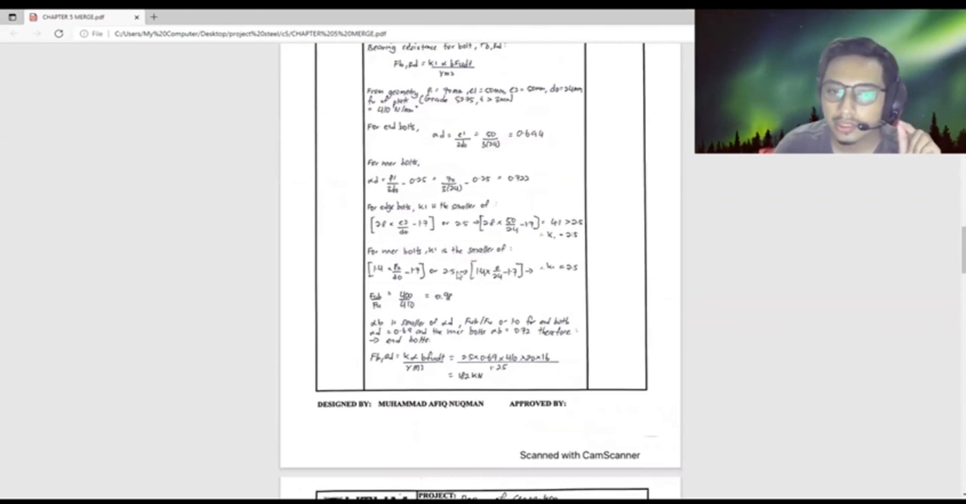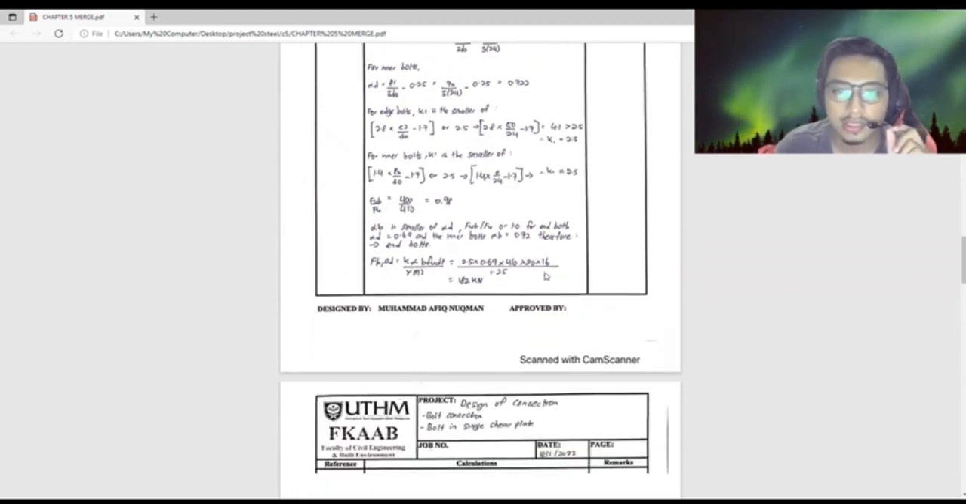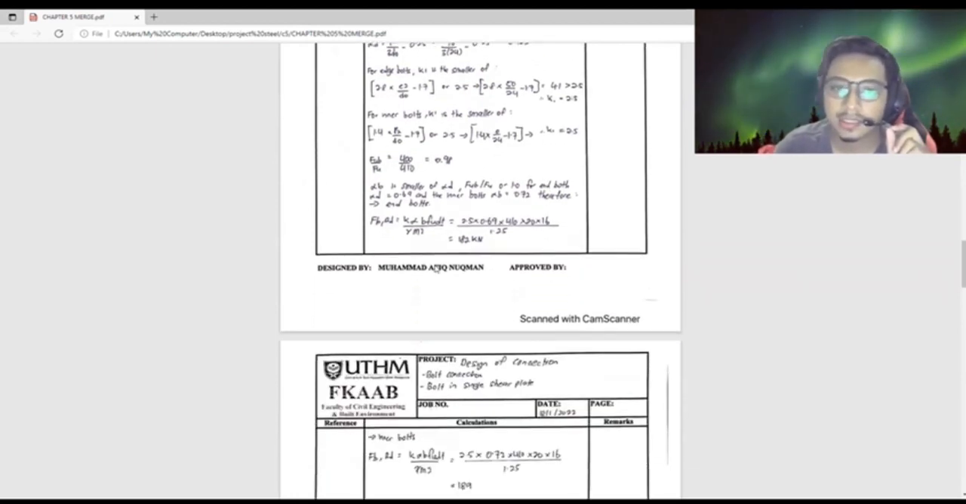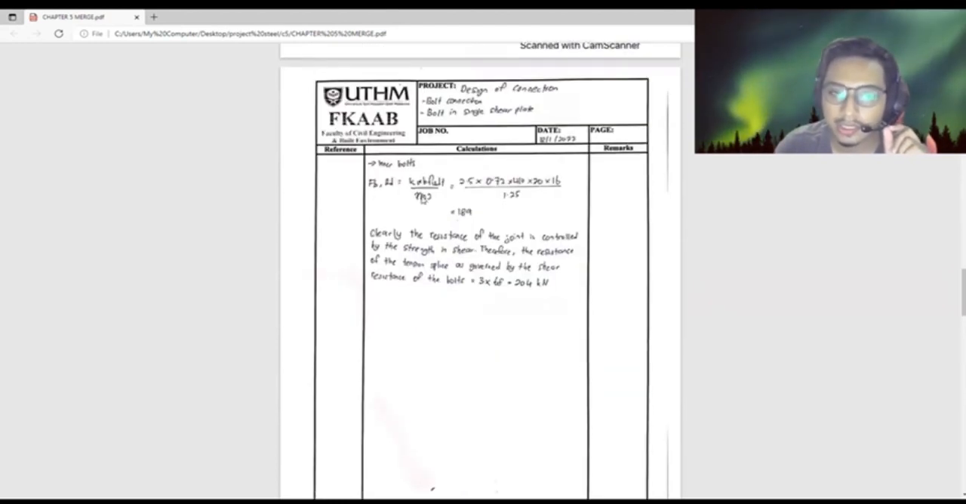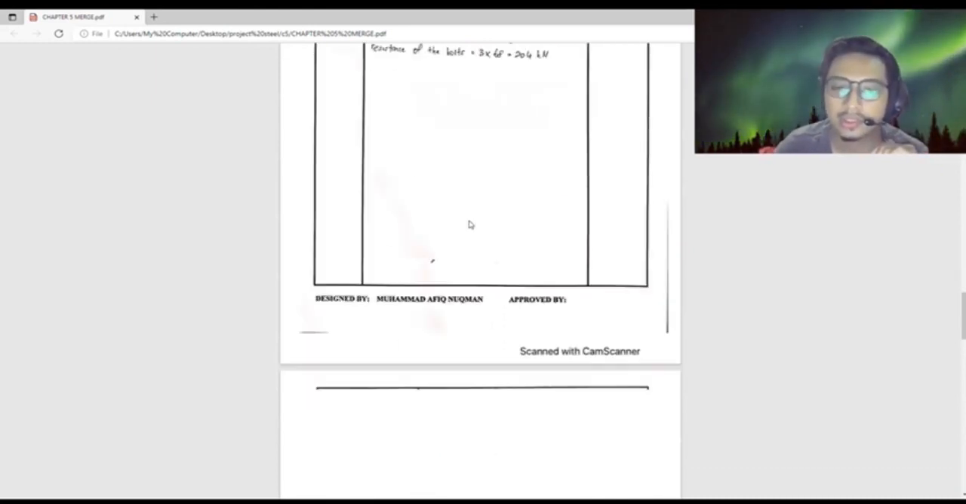For the inner bolts, K1 is the smaller of, and the value is 2.5, same as for edge bolts. Next, to calculate the FBRD, we use this formula and we get 182 kilonewton. For the inner bolt, we use the same formula FBRD, and the value is 189 kilonewton. It states clearly that the resistance of the joint is controlled by the strength in shear. Therefore, the resistance of the tension splice as governed by the shear resistance of the bolt is 204 kilonewton.